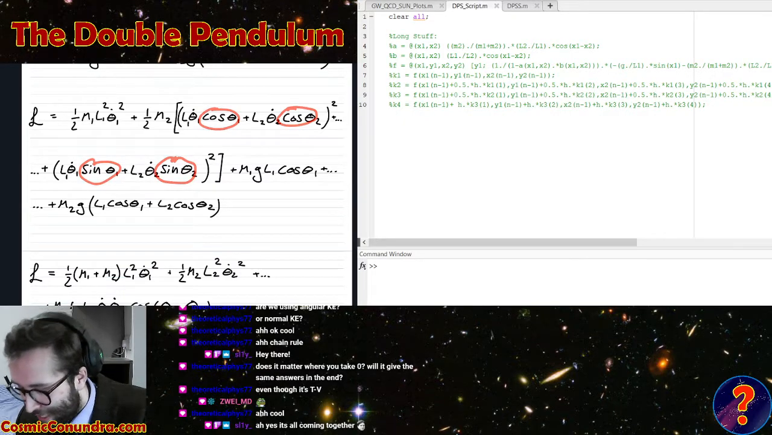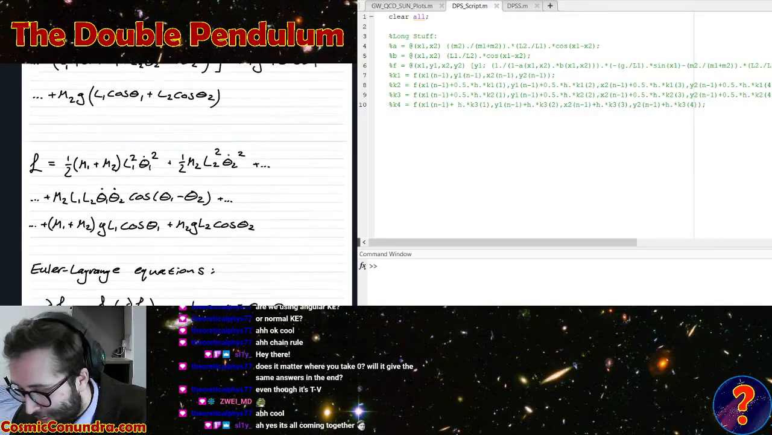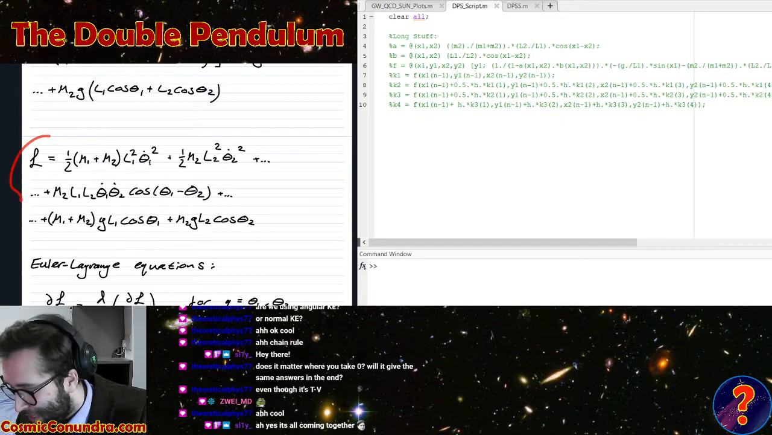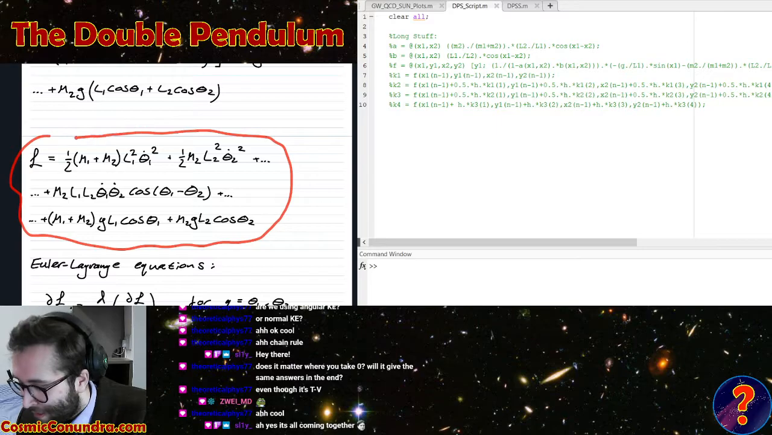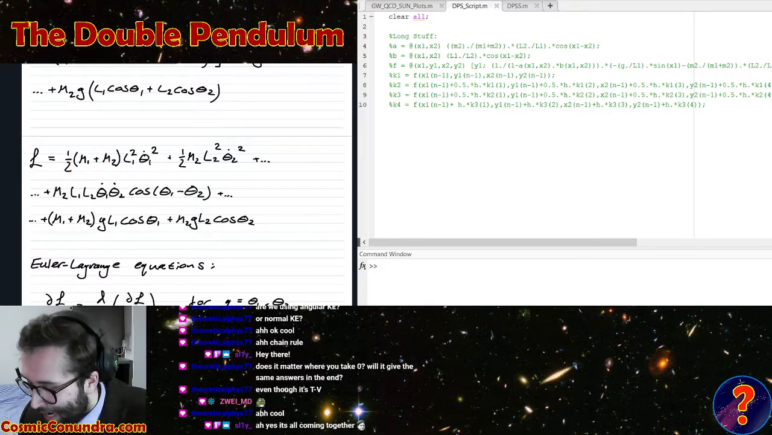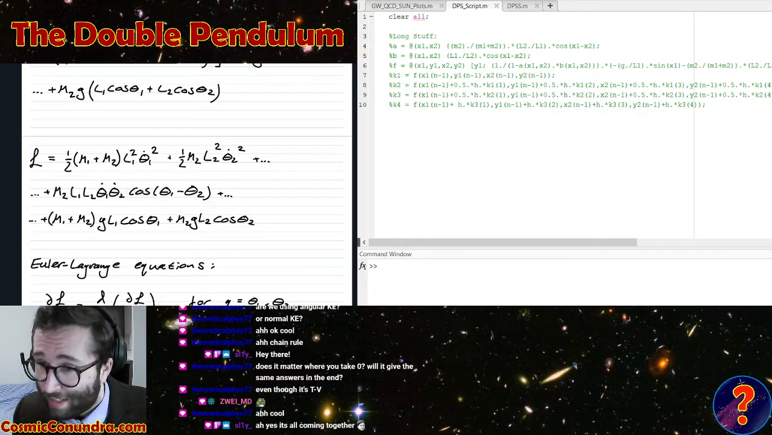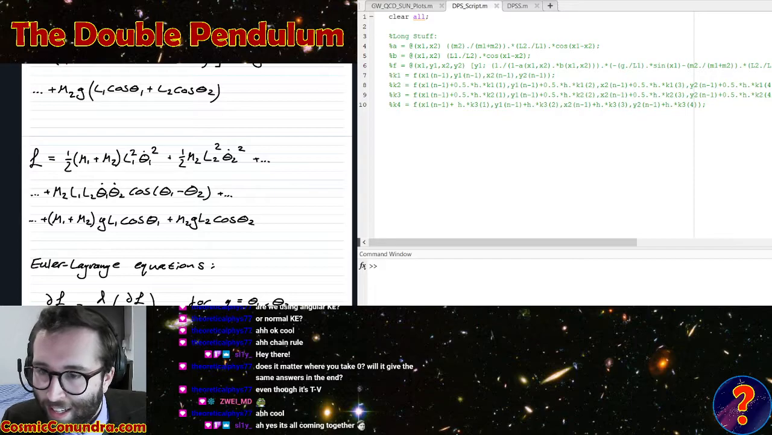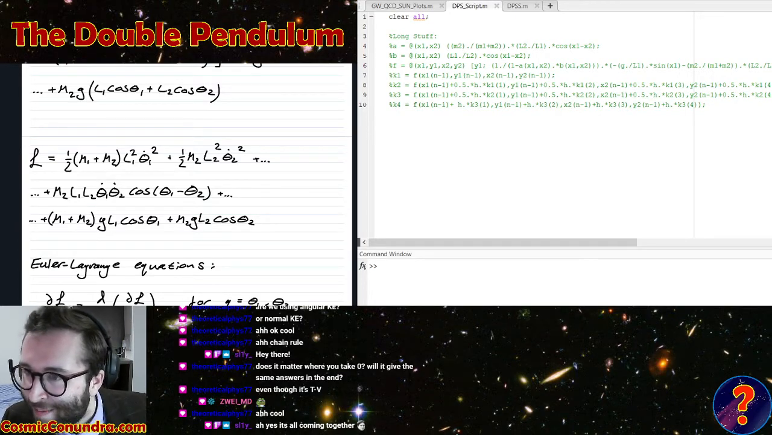So things will cancel nicely, and you can take my word for it, or you can try it yourself, that when you do cancel things down, you get something a little nicer that looks like this. This comes from these sine squared plus cosine squared identities, and this comes from the cosine(θ1 minus θ2) identity. It is slowly coming together, indeed.